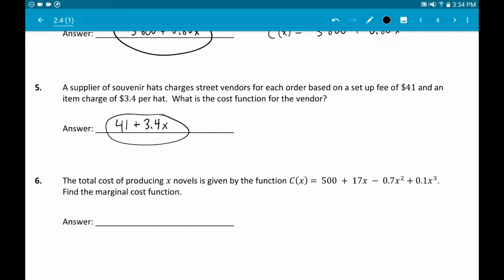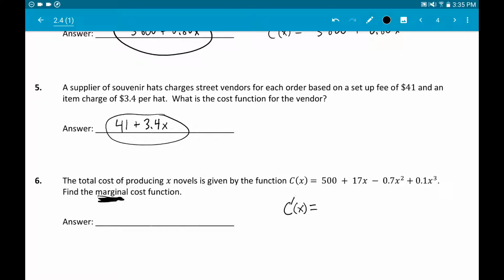Say number 6. The total cost of producing x novels is given by the function c of x equals 500 plus 17x minus 0.7x squared plus 0.1x cubed. Find the marginal cost function. So there's that term, marginal. That's just the business word for derivative. They want to know the rate of change of the cost. So you're just using the power rule that we've learned previously and taking the derivative of this function.